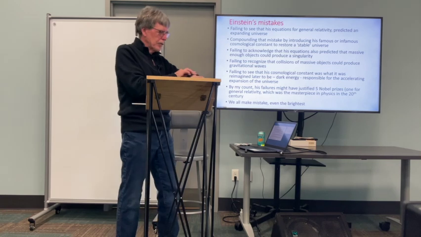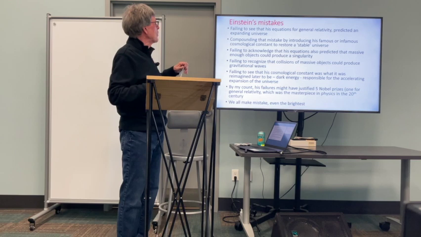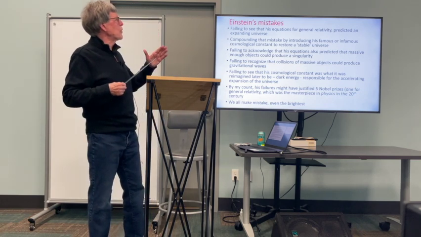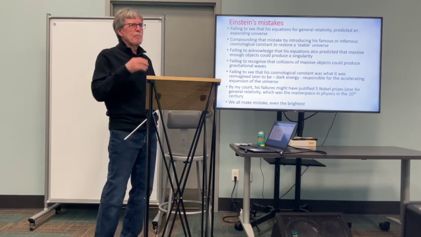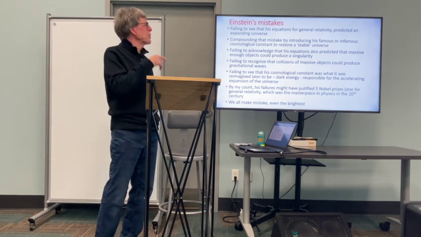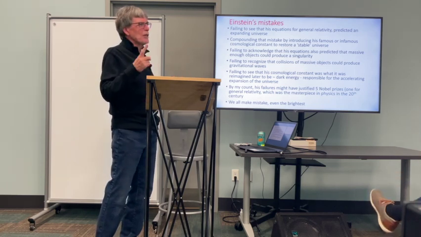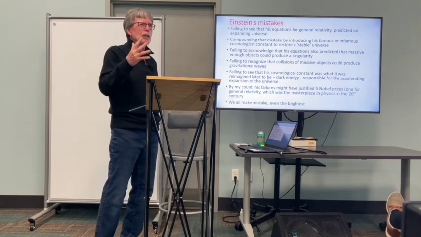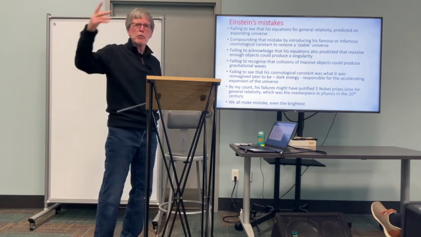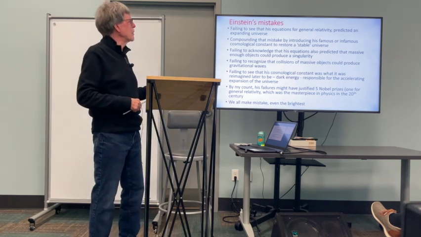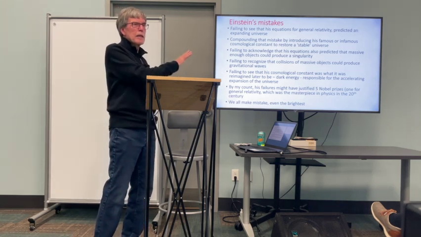Now, Einstein's mistakes, how are we on time? I'll be quick about this. First of all, failing to see that his equations for general relativity predicted an expanding universe. This wasn't a science thing for him. His philosophy, for some reason he felt the universe had to be steady. I don't mean that things were whirling around in a Newtonian fashion, but he believed in a universe that had no beginning and no ending.